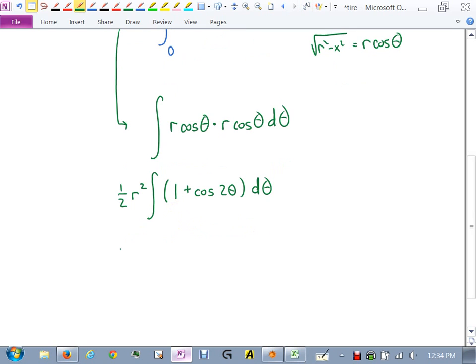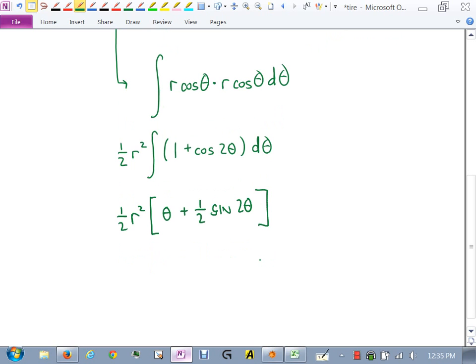Antiderivative of 1 is, so no more integral sign here. This is theta, then this is plus half sine 2 theta. I hear people following me, so I'm happy to keep going. And then I'm supposed to have plus c, right? But we'll get to that. At the end, we're not going to need the plus c. Think about it.